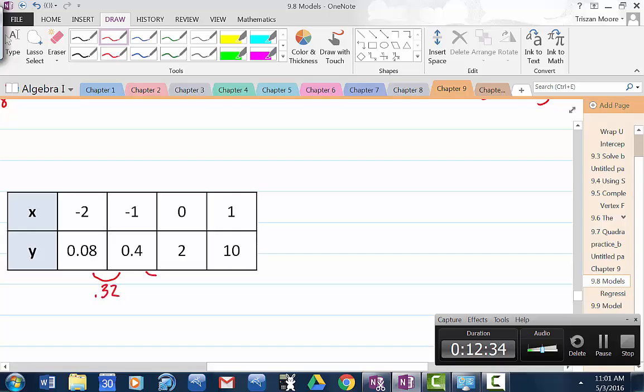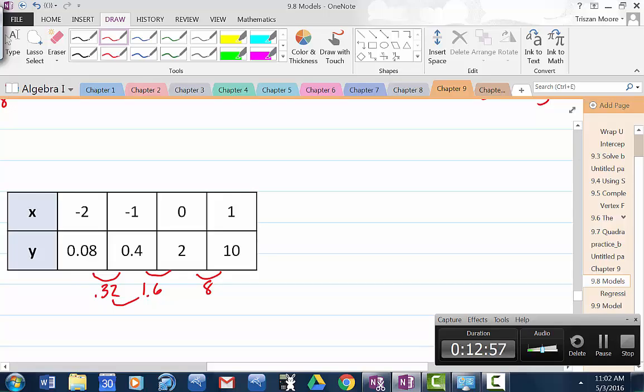Right? The difference here is going to be 0.6. Here is just going to be 8. No, not 0.6, but 1.6. So then we check these differences. It's not linear. Check those differences.